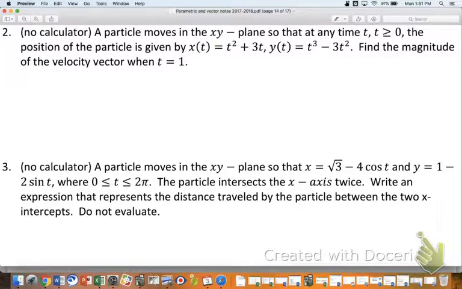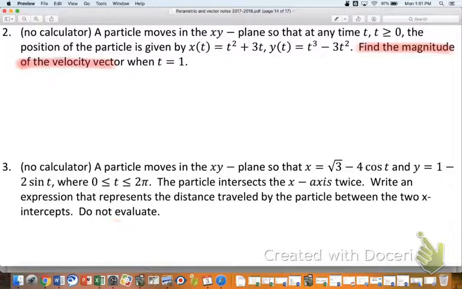And now it's paused. Number 2 says a particle moves in the xy plane for non-negative time. Position is given by those two components. Find, and of course, isn't this the key to the whole thing, as far as what am I supposed to do? It uses the keywords. Find the magnitude of the velocity vector. What's another word for that phrase? It's a single word. Speed. Speed, that's right. So you can approach it either way.